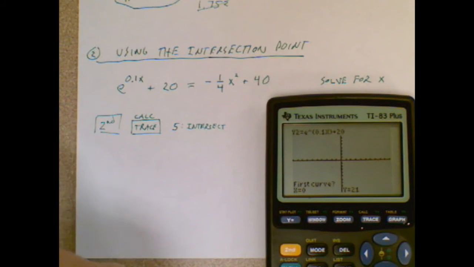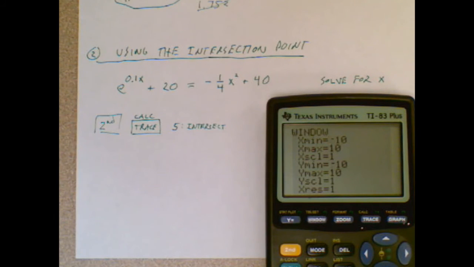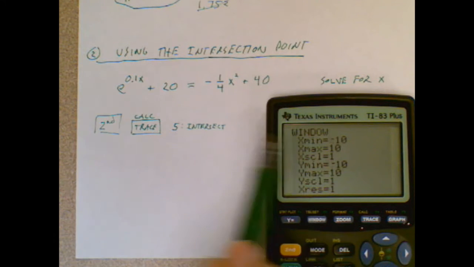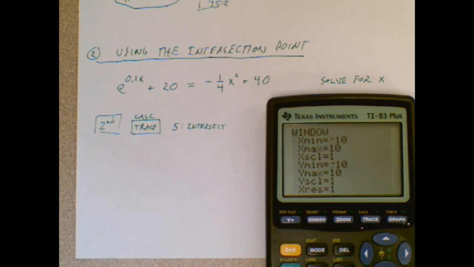So normally when this happens, it's a contextual problem, and you would have some reason from the context of the problem to arrange a window a certain way. In this case, you don't have that, so you just have to have an idea of where these might intersect. If you have no idea where they intersect, then you just have to start randomly expanding this window till you find out. So I've already done that. I'm going to pause this and adjust my window.